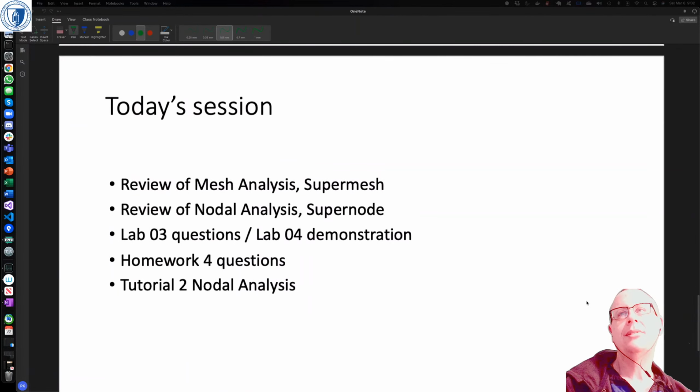So today's session, I want to review mesh analysis. I want to review nodal analysis. Particularly, I want to talk about the super node and super mesh issues.